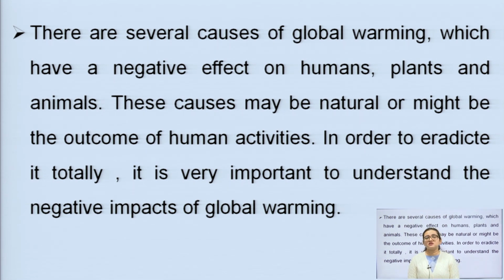There are several causes of global warming which have a negative effect on humans, plants and animals. That means all the biome, all the biomass, gets affected by global warming as a whole. These causes may be natural and might also be the outcome of human activities. In order to eradicate it totally, it is very important to understand the negative impacts of global warming and pollution.